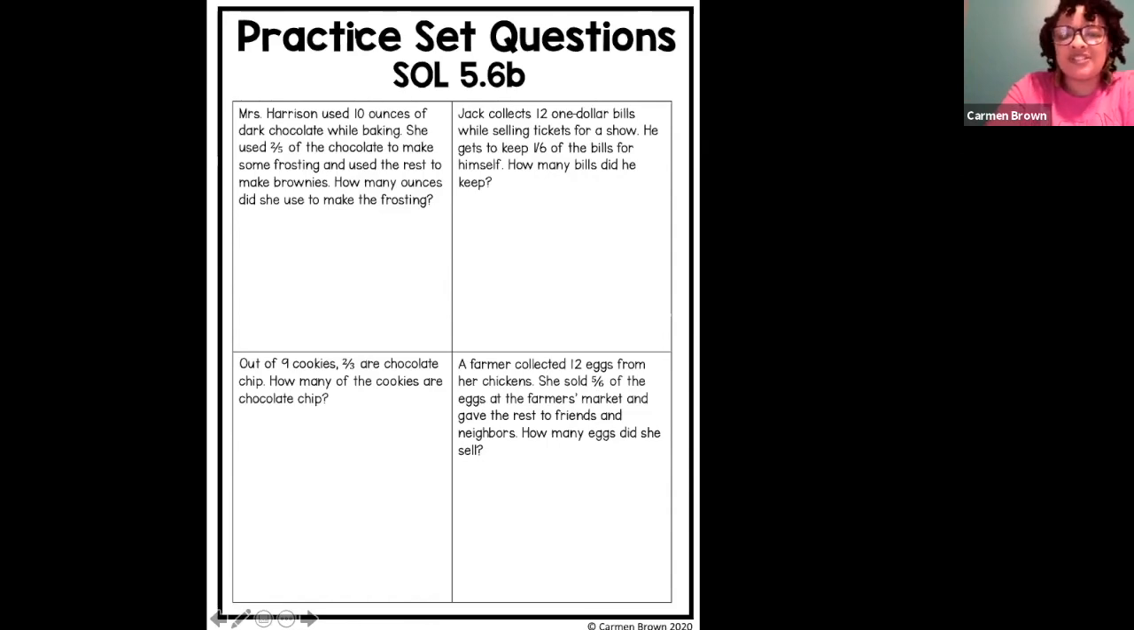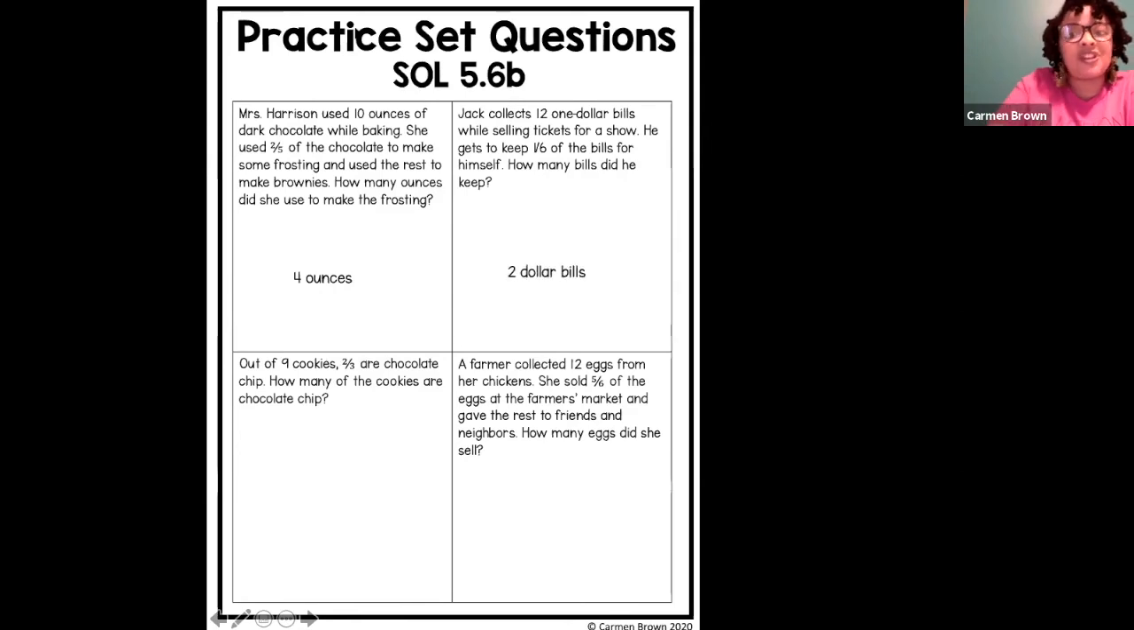Mrs. Harrison used 10 ounces of dark chocolate while baking. She used 2/5 of the chocolate to make some frosting and used the rest to make brownies. How many ounces did she use to make the frosting? She used 4 ounces to make the frosting. Jack collects 12 $1 bills while selling tickets for a show. He gets to keep 1/6 of the bills for himself. How many bills did he keep?